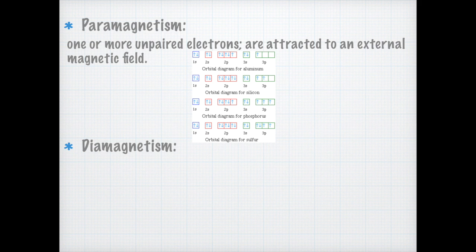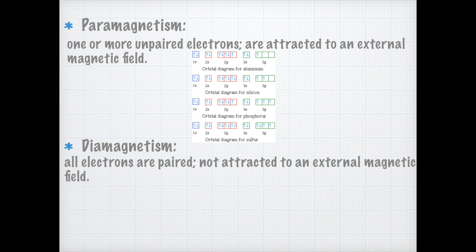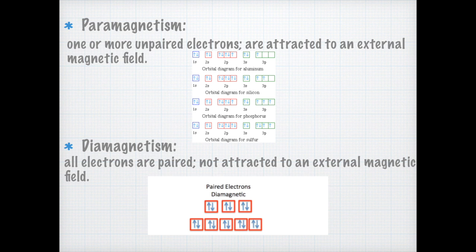Now, if an element is diamagnetic, what that means is that all of its electrons are paired, and as a result, elements that are diamagnetic are not going to be attracted to an external magnetic field. And so examples of these, anything that has a full orbital. So for example, if the 2p orbital were filled, or if the d orbital were completely filled so it does not have any unpaired electrons.